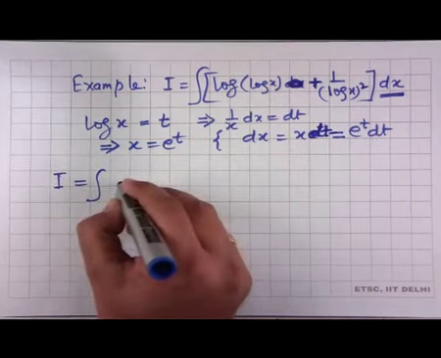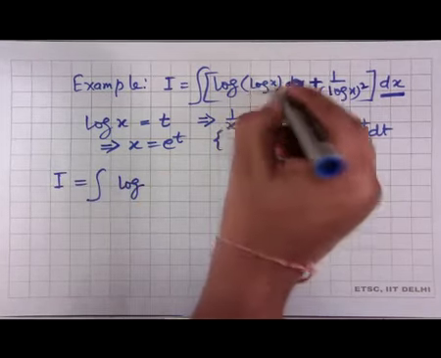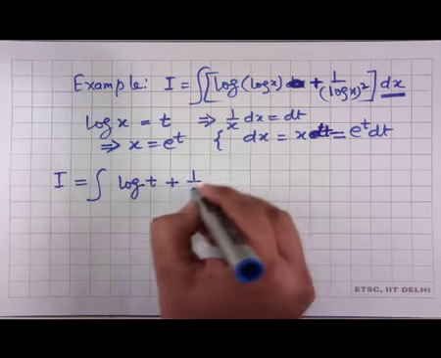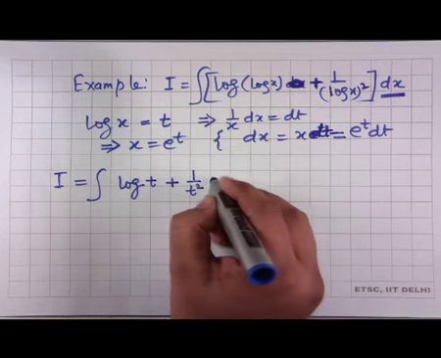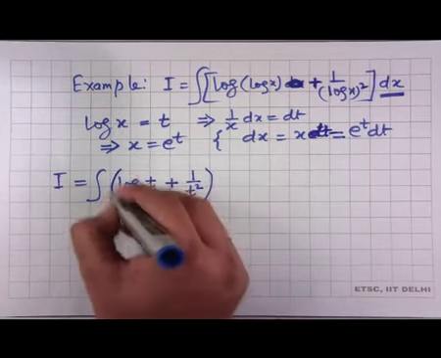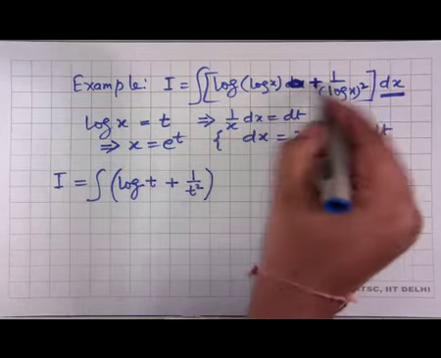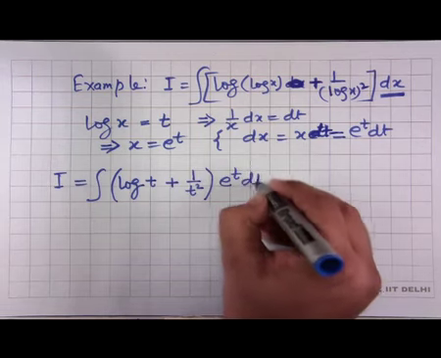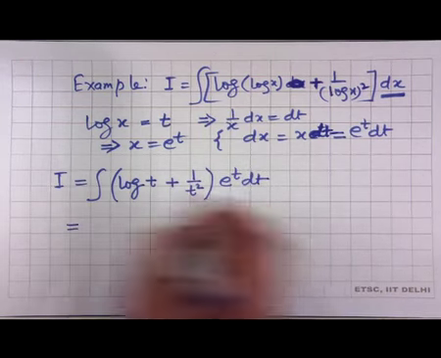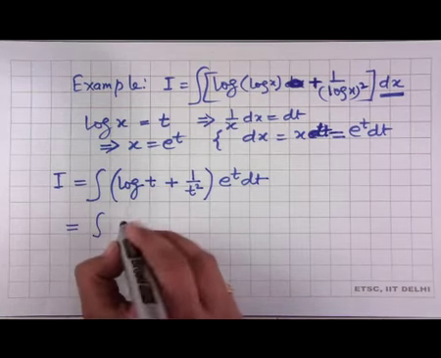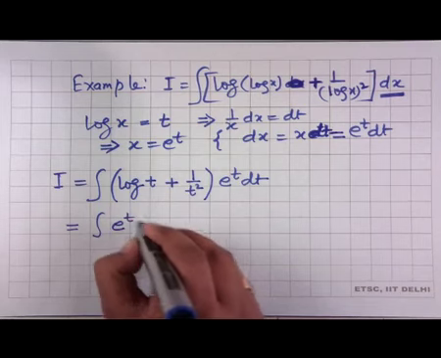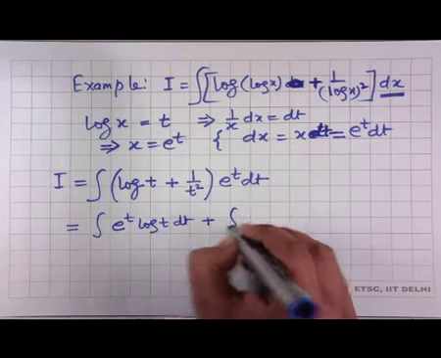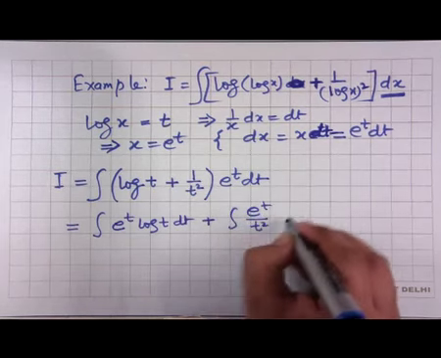So, I becomes log of log x, which is log t, plus 1 by t squared, and then this is e raised to power t dt. So, writing it in this form, I get e raised to power t log t dt plus e raised to power t by t square dt.